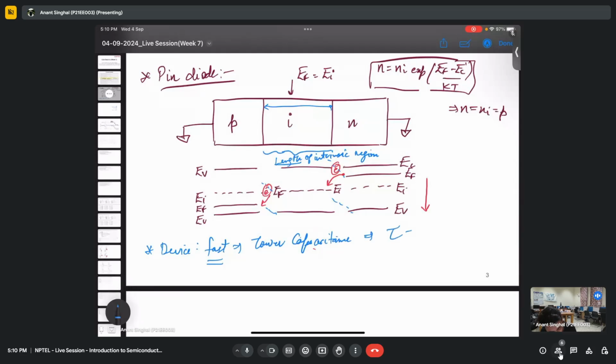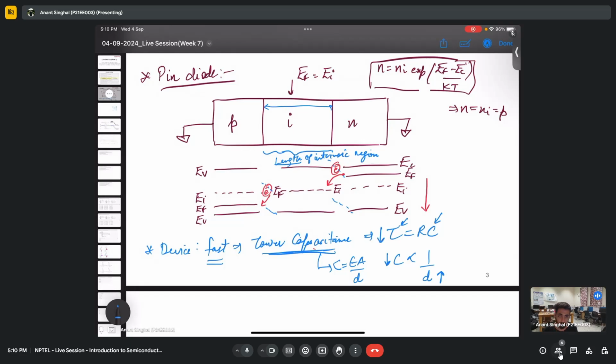So basically we know that the time constant is given by RC. If we have a higher capacitance, we will have a slower device. So what we want is a lower capacitance, and capacitance, we know, is nothing but epsilon A by the depletion width. So capacitance is inversely proportional to the depletion width. If I have a higher depletion width, I have a lower capacitance, and that means my device is working very fast.